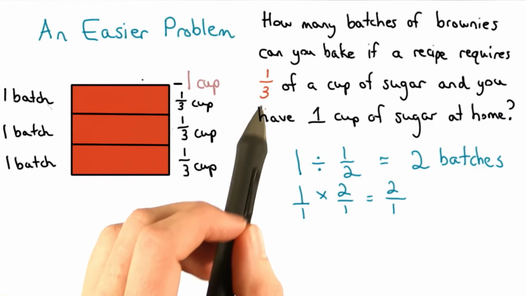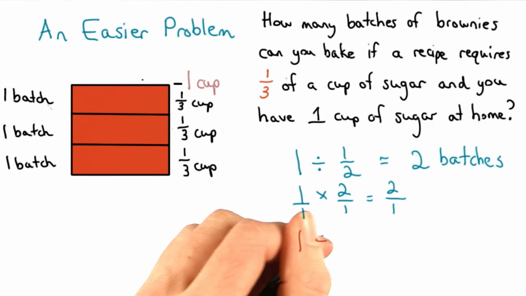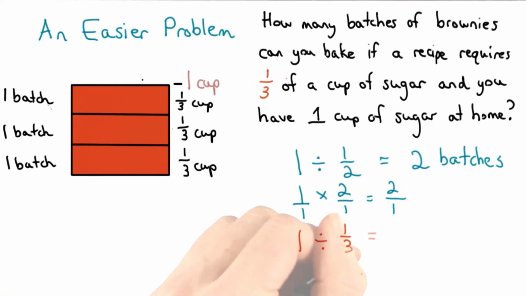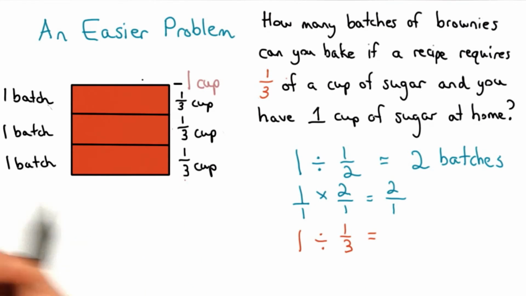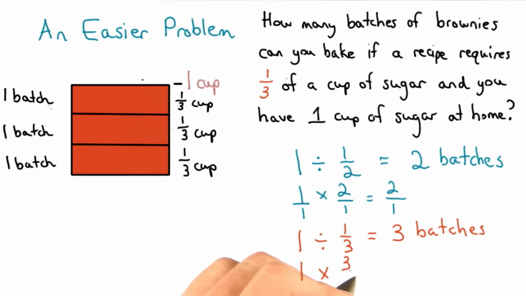I was wondering how many times does 1/3 go into 1? So I did 1 divided by 1/3. I know that for every 1/3 cup of sugar, I get 1 batch of brownies, so I should get 3 batches. Remember, when I divide by a number, it's the same thing as multiplying by the reciprocal. I could change this to multiplication. 1 times 3 over 1. I know 1 is just 1 over 1, so now I can multiply these fractions together. 1 times 3 is 3, and 1 times 1 is 1. I get 3 over 1. 3 divided by 1 is 3 batches.